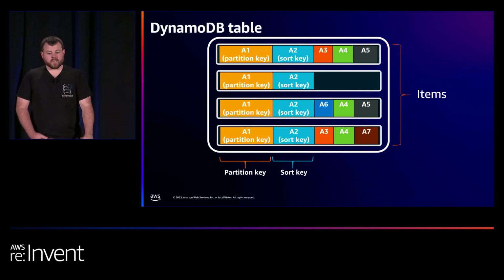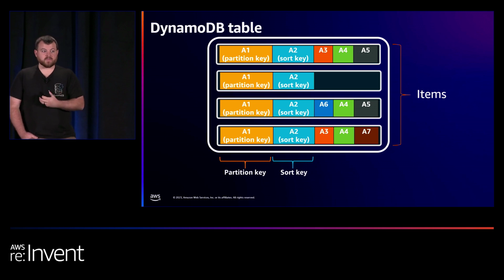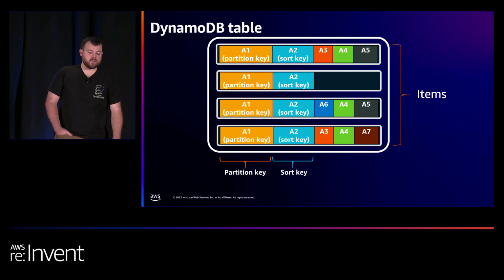One thing I always like to point out here is all those other attributes can be whatever they want. We don't enforce a schema except for the keys on the table. So we can have different kinds of items within the same table, which gives us a lot of power to choose specifically what data we actually need to store. We don't put nulls, we don't have to put empties, just put only the attributes you need.